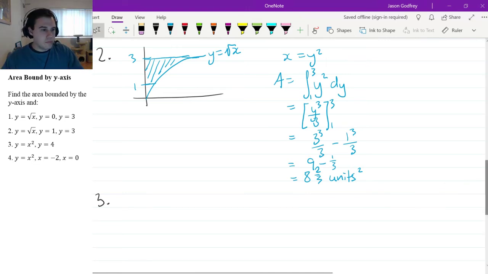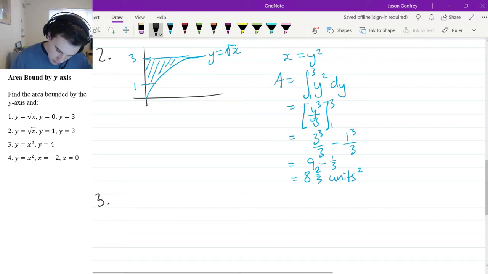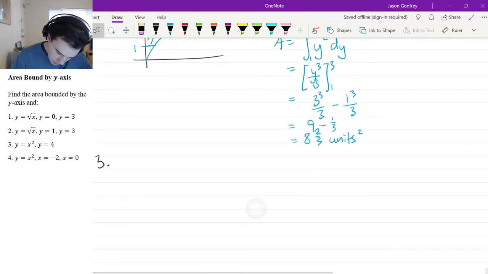Alright, let's have a look at the next one. We've got y equals x squared, y equals 4, and we're bound by the y-axis for all these problems. So let's draw up a diagram of this.